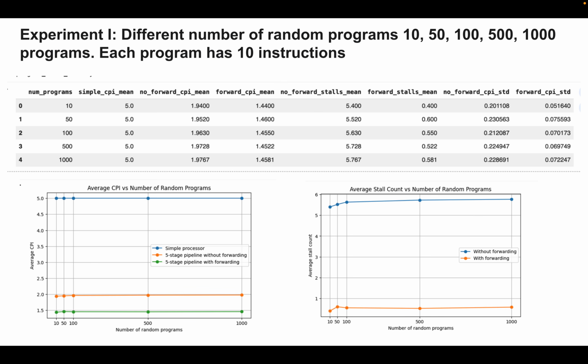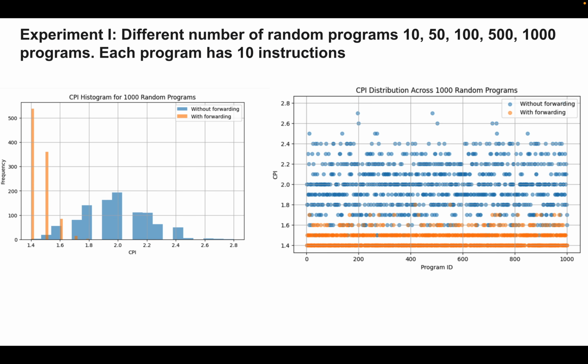The purpose of this experiment is not to show that performance improves when the number of programs increases, since the processor architecture does not change. Instead, the purpose is to show result stability. Since all groups use the same program length and the same dependency probability, the average CPI and average stall counts should be similar. The difference is that 10 programs is a smaller sample, so the average may be affected more by random variation. With 1000 programs, the result is more stable and reliable. And those are the dot plot and histogram of that.